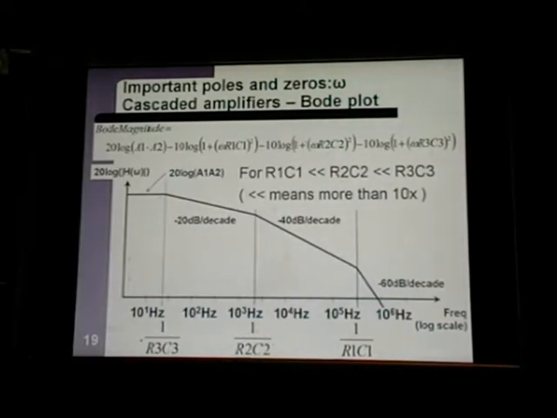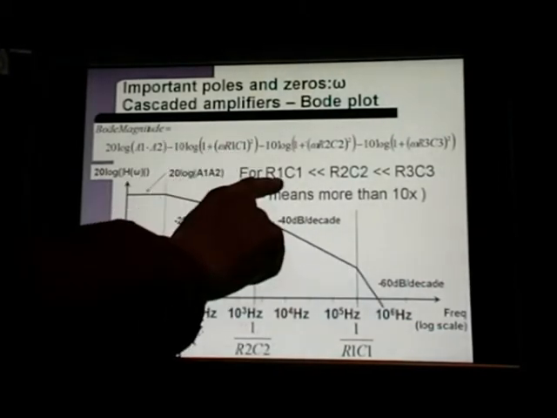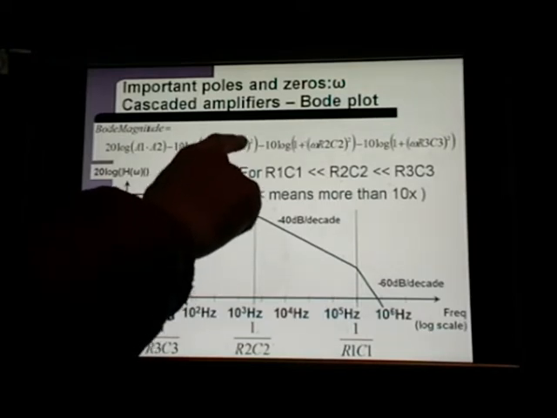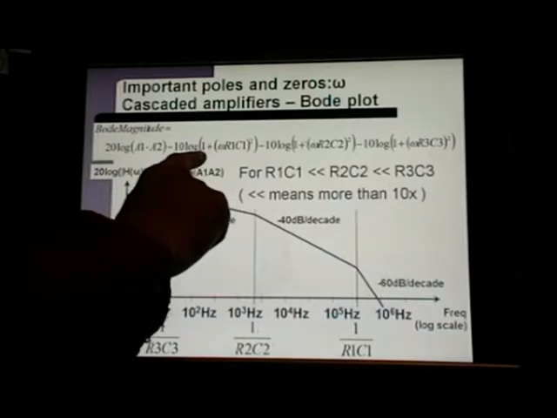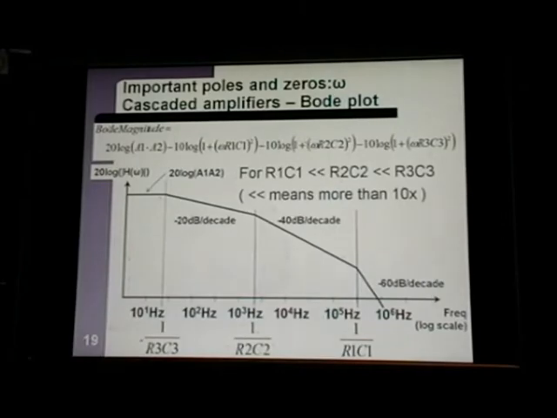Okay, then you get up to here with this really small R1C1, so omega's really, really big now. And omega R1C1 is now on the order of 1. Now you can't ignore this term anymore, and it also adds an additional 20 dB per decade.